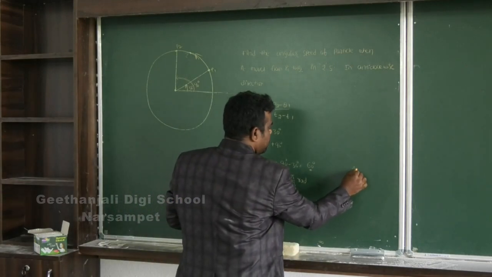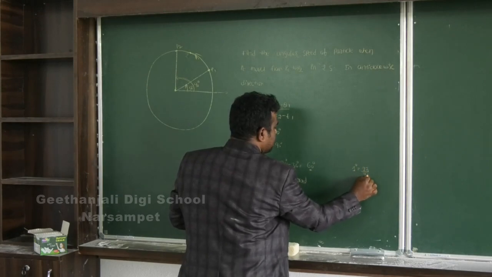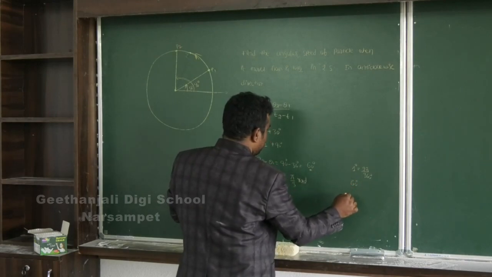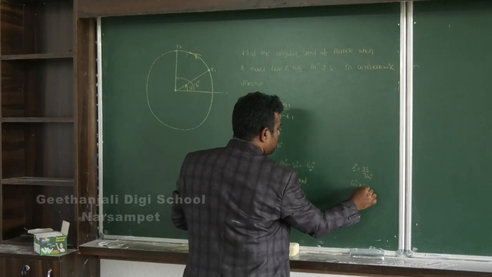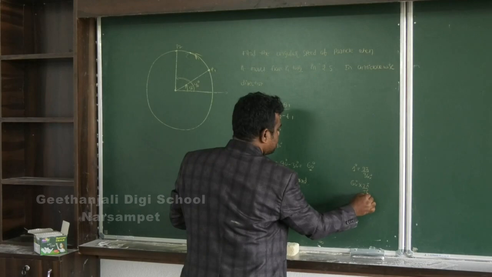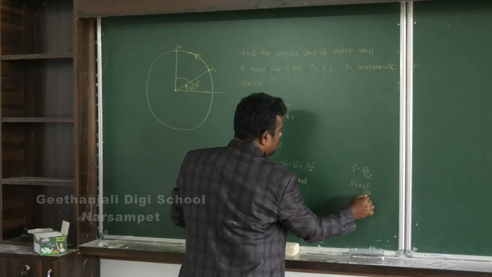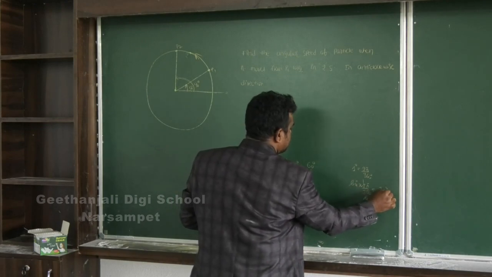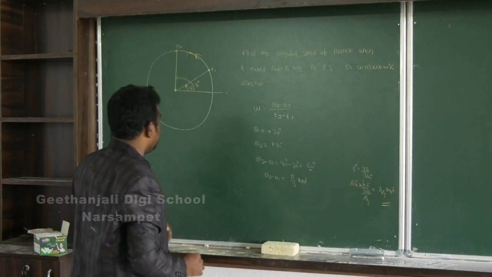We know how to convert to radians. We know 1 degree is equal to 2 pi by 360. Here we have to convert 60 degree into radians. So 60 degree is equal to 60 into 2 pi by 360. So the zero cancels. So this is equal to pi by 3 radians. Clear? Right. This is plus pi by 3 radians.